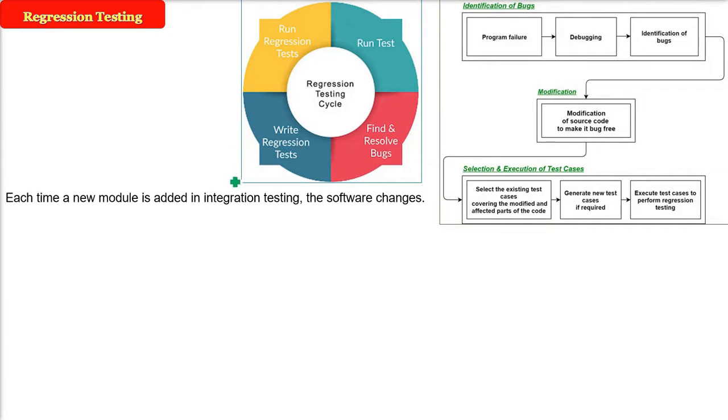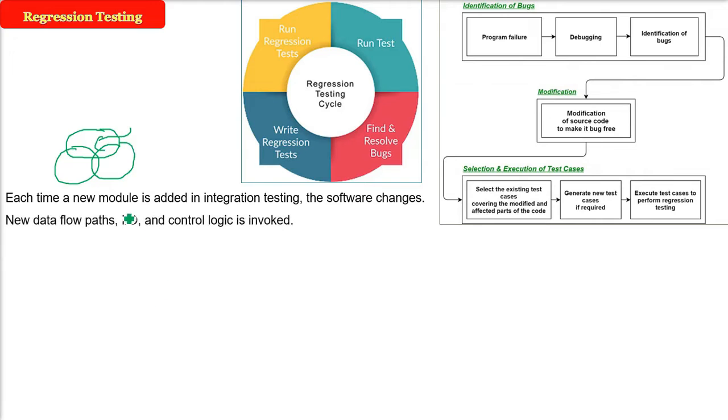In regression testing, what happens? Whenever we add a new module or new component in the integration testing, the software will change. Because this is one module or a component, and you are adding one more component or a module, because in integration testing it is all about integration, adding. But the software is changing. The software may change because of a variety of reasons.